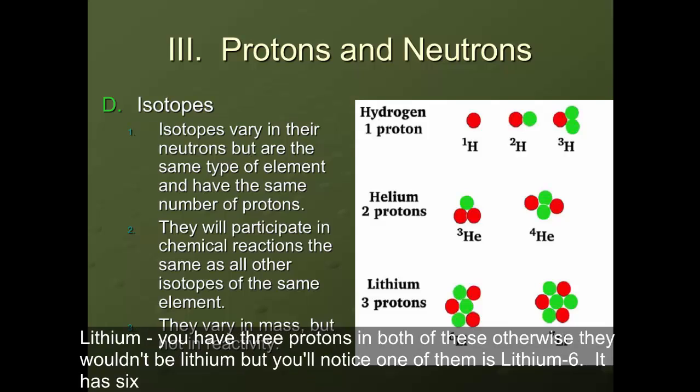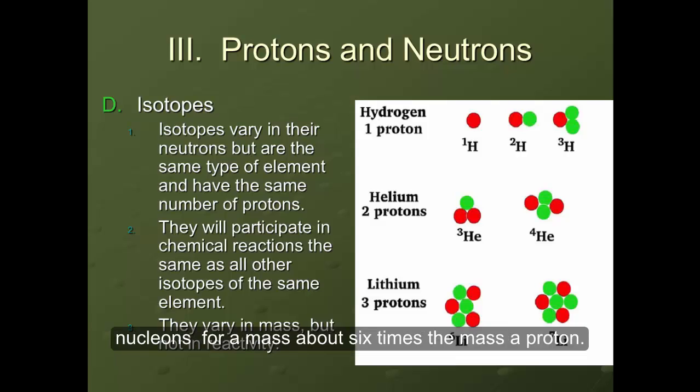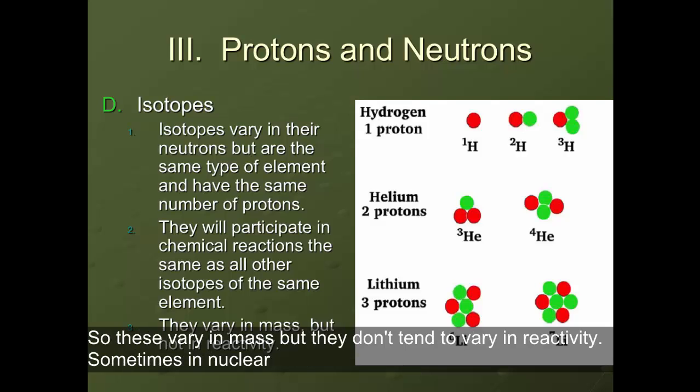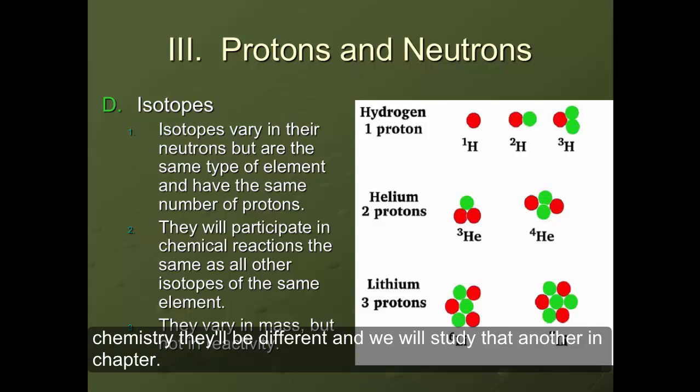Lithium, you have 3 protons in both of these, otherwise they wouldn't be lithium. But you'll notice one of them is lithium-6. It has 6 nucleons for a mass of about 6 times the mass of a proton. And then lithium-7, they have 4 neutrons here for a mass of about 7 times the mass of a proton. So these vary in mass, but they don't tend to vary in reactivity. Sometimes in nuclear chemistry they'll be different, and we'll study that in another chapter.